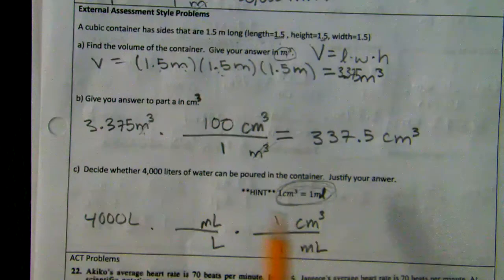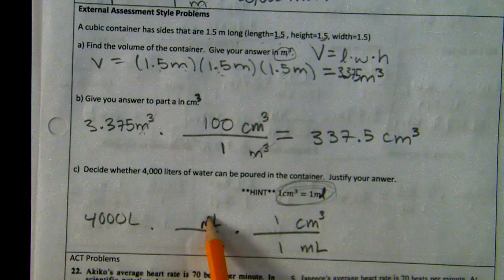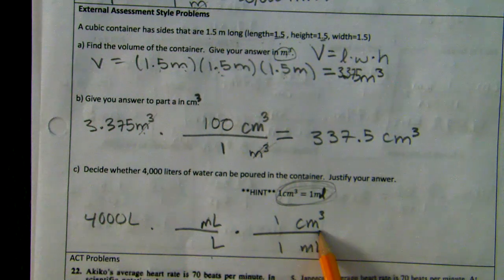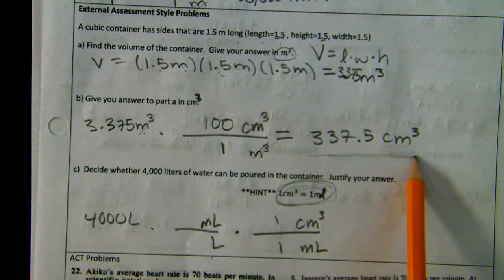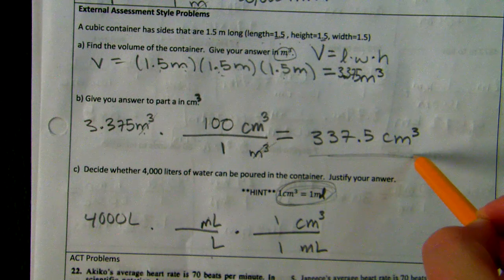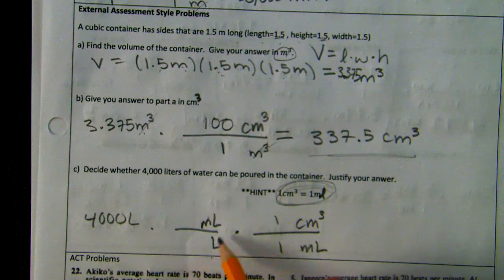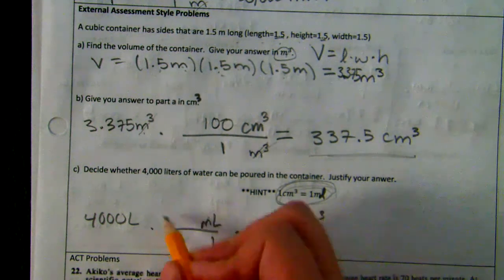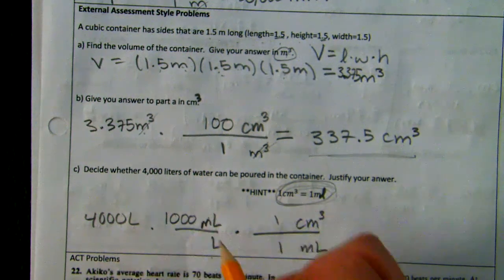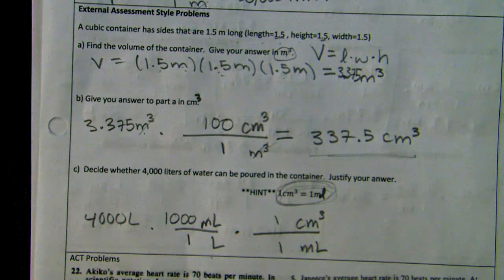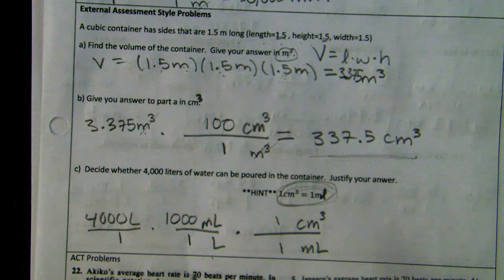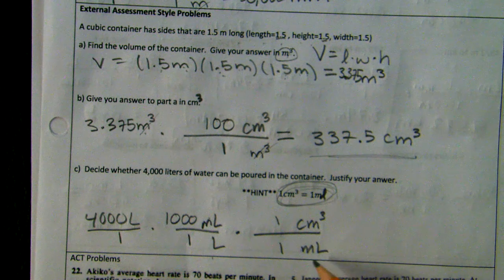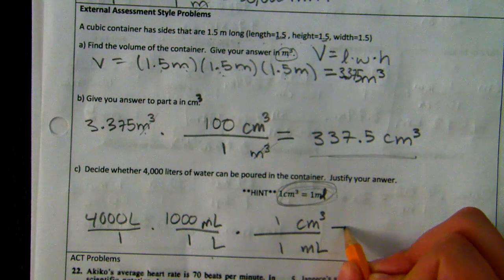So does that make sense? We have liters that cancel with liters, milliliters cancel milliliters, and we're left with centimeters cubed, which is what we're looking for, so we can see if it will fit in the container with the volume that we found in part B. So let's fill in the numbers. How many milliliters are in 1 liter? I know that there are 1,000 milliliters in 1 liter. So now I've filled in, and I forgot to put this one over 1. So now I have all of my numerators and denominators filled in.